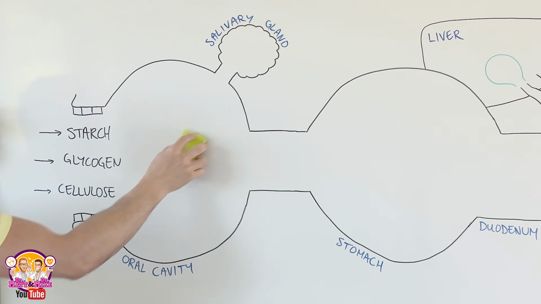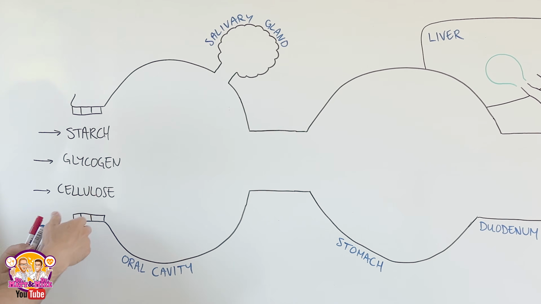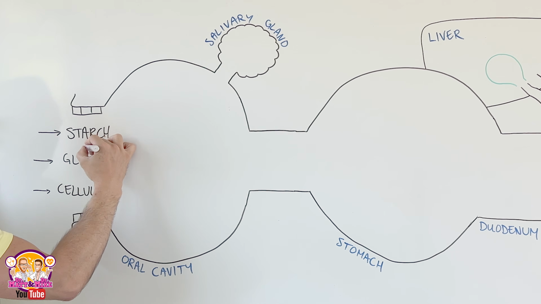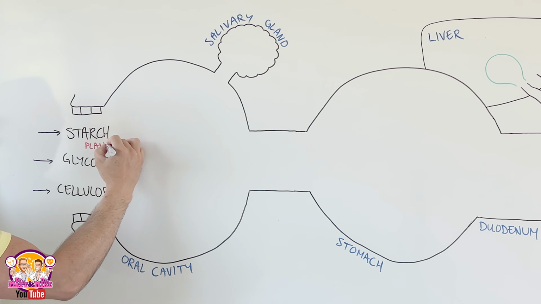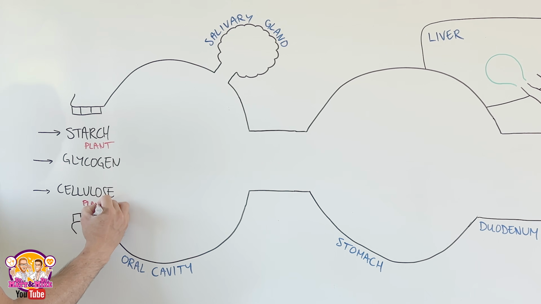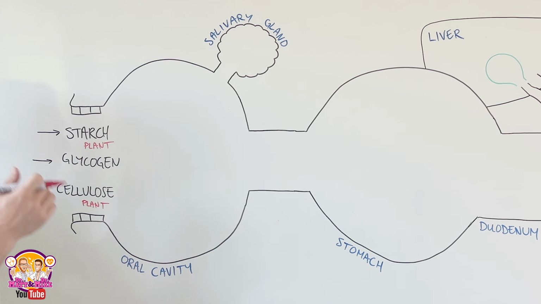All right, so the polysaccharides that we're taking in, starch, glycogen, and cellulose. Let's have a look at them. Starch, we take these from plant material. So this is a plant-based carbohydrate. In actual fact, so is cellulose, but there's a big difference. Actually, it's a minor difference, but an important difference between the two.